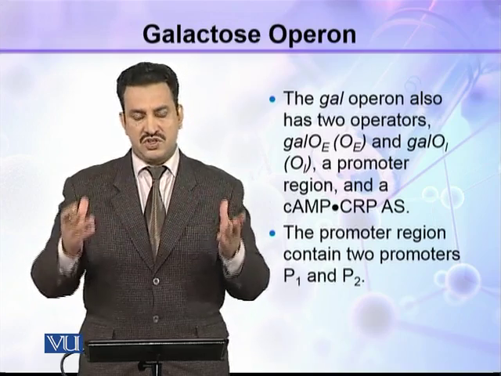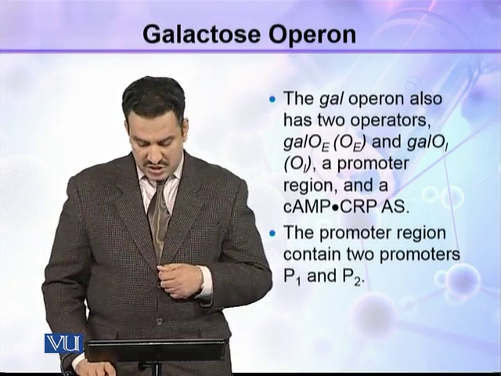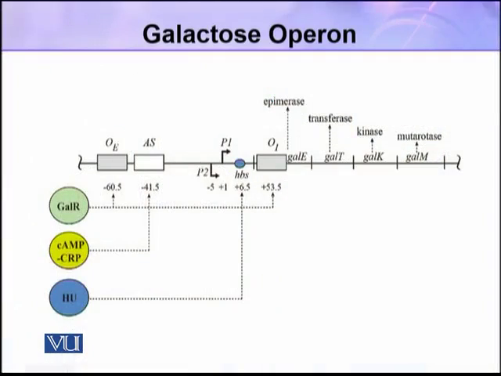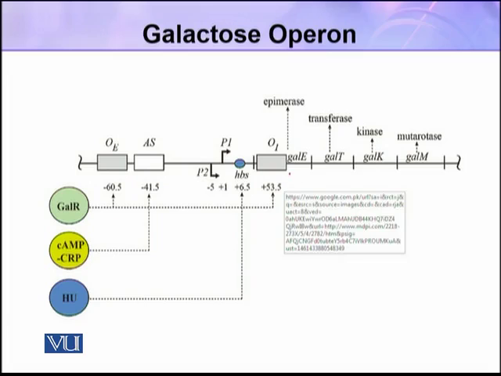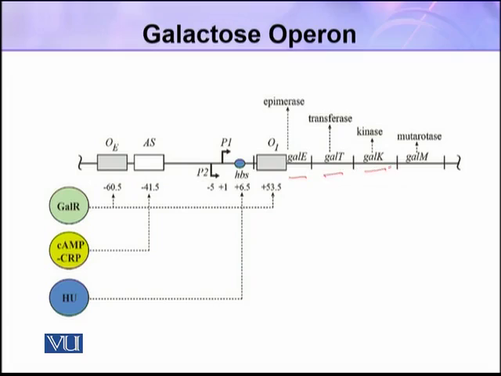So this is the whole gene structure of the galactose operon. You can see in it this is GAL-E, GAL-T, GAL-K and GAL-M. So GAL-E makes epimerase, GAL-T makes galactose transferase, GAL-K makes galactokinase and GAL-M makes mutarotase. So these 4 enzymes are formed.